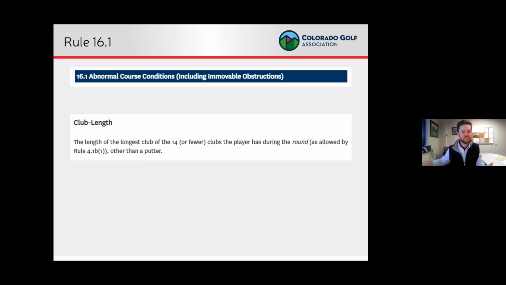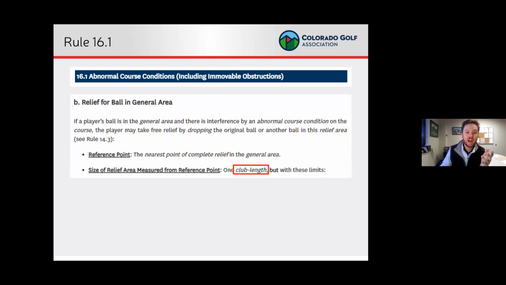You get two club lengths. Your club length, so 99% of the time, it's going to be your driver. If you don't carry a driver, then it's your longest club. So for me, my driver is 43 inches. Every time I take relief, when it says relief area, to me, I should read the size of the relief area measured from the reference point for Robert, 43 inches, but with these limits.